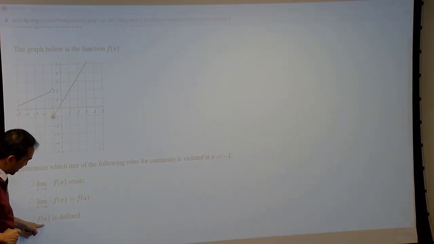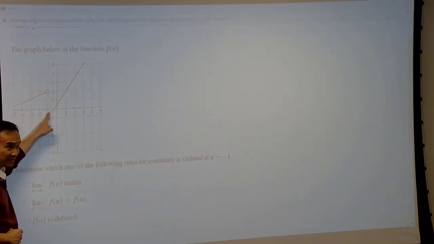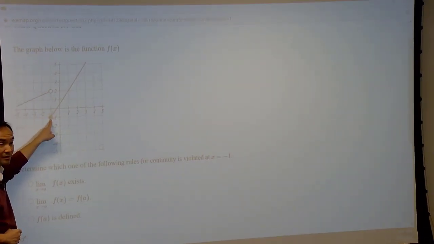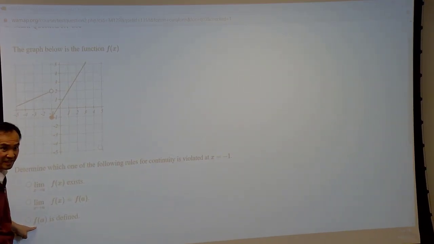Can we calculate the function value at x equals -1 or a in this problem? Yeah, we can, right? Because that's a solid point. See what I'm saying? So sure we can. So this is not violated, right? The function being defined, that's not violated. See what I'm saying? No?